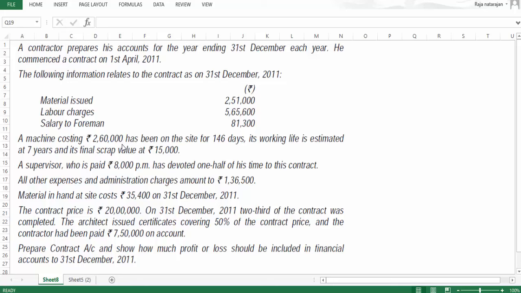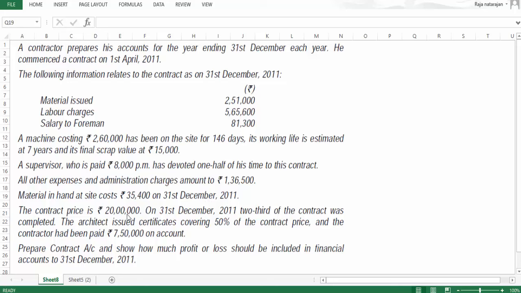A machine costing 2,60,000 has been on the site for 146 days. Its working life is estimated at 7 years and its final scrap value is 15,000. A supervisor who is paid 8,000 per month has devoted one half of his time to this contract. All other expenses and administration charges amount to 1,36,500. Material in hand at site cost 35,400 on 31st December 2011.